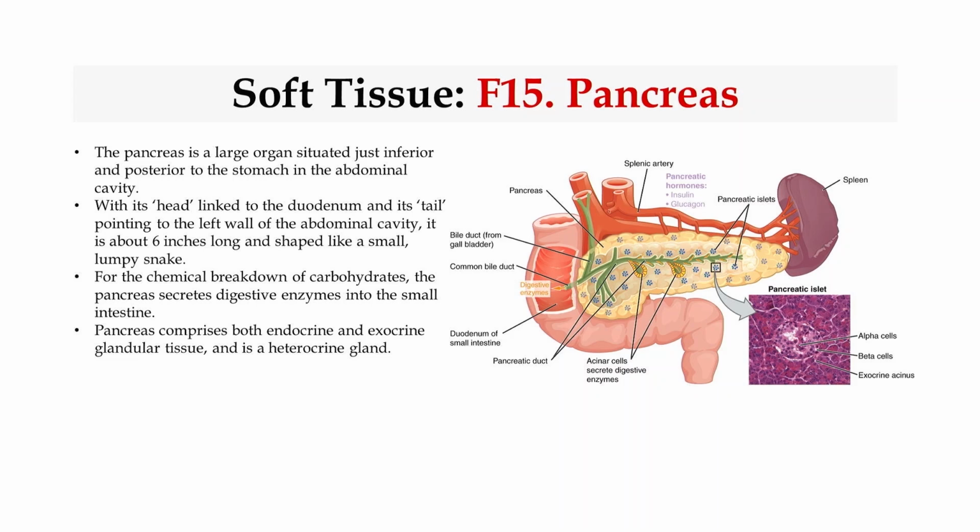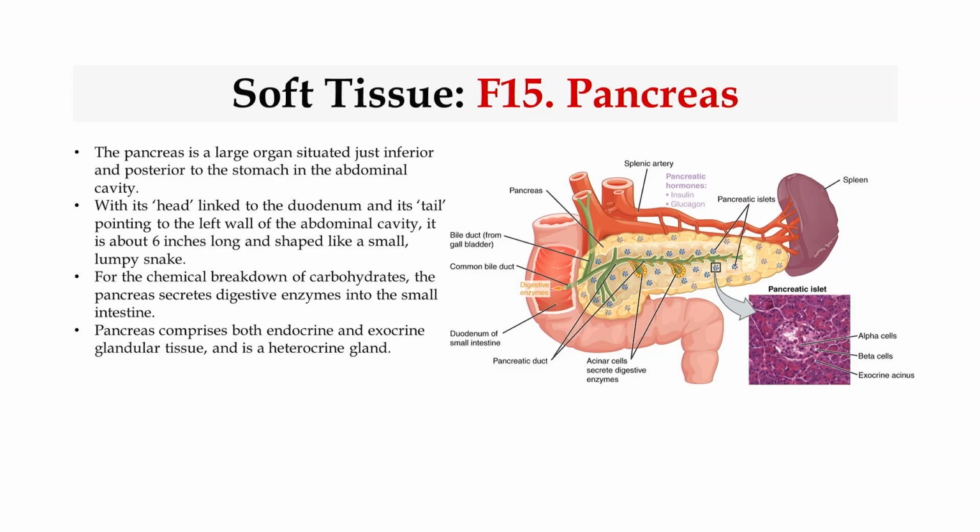So the pancreas is a large organ situated just inferior and posterior to the stomach in the abdominal cavity, right? With its head linked to the duodenum and its tail pointing to the left wall of the abdominal cavity. It is about 6 inches long and shaped like a small lumpy snake. That is how the pancreas is typically described in modern literature or modern anatomy, right?